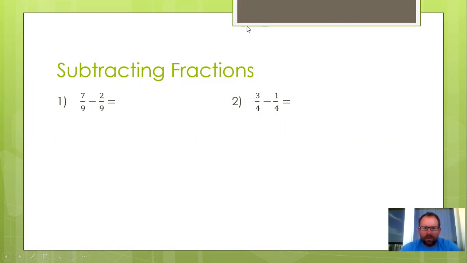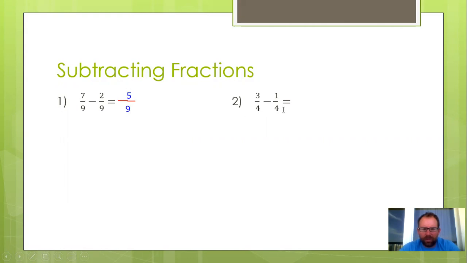So in this situation, all we're going to do here is subtract the numerators. The denominator will stay the same. I'm going to draw my line, my fraction, and 7 minus 2 is 5, and I can keep the 9. I just end up with 5/9.